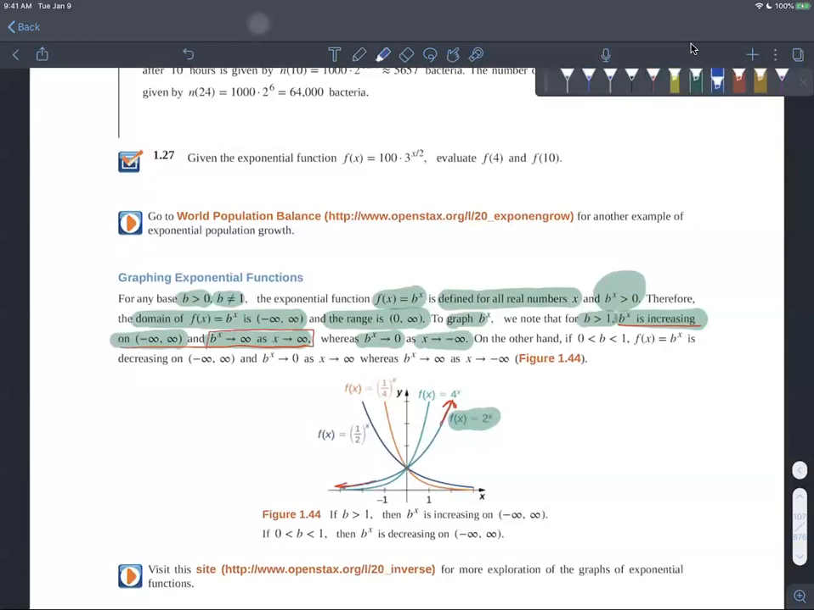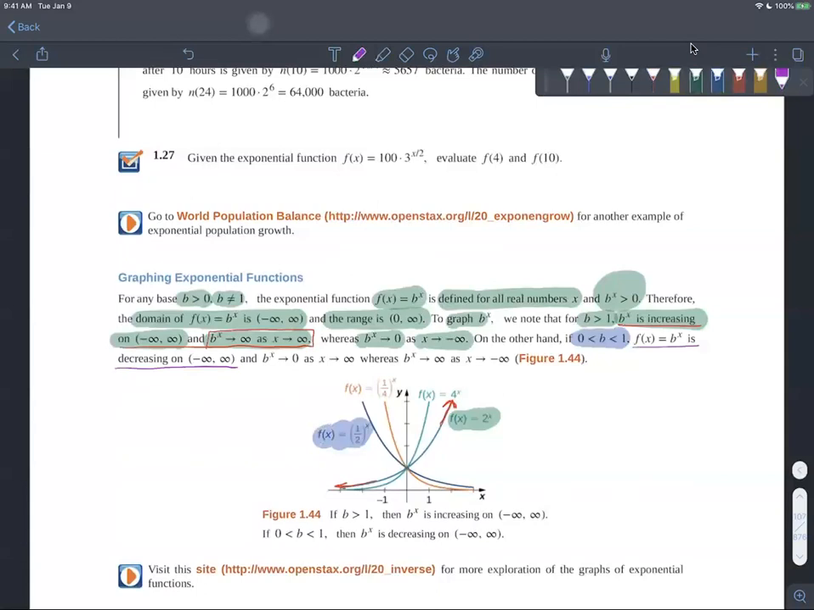On the other hand, if b, the base, is a number between 0 and 1, like let's say 1/2 to the x, then what do we have for this function? It turns out that this function, f of x equals b to the x, is decreasing on the interval from negative infinity to positive infinity. You can see that there. It's falling from left to right.